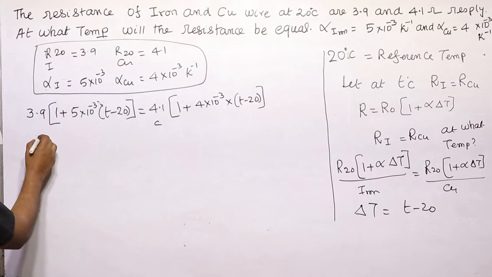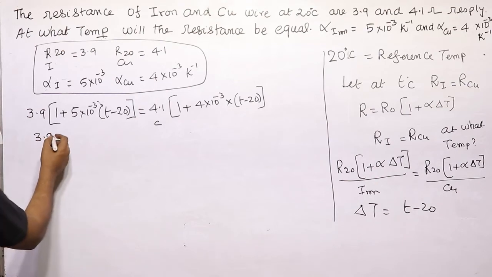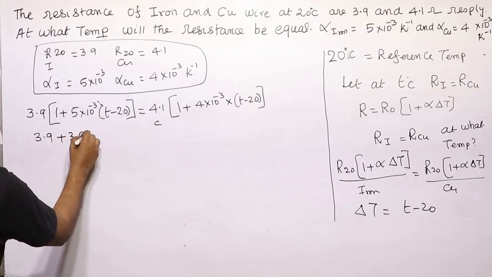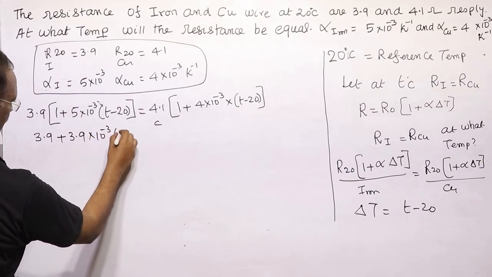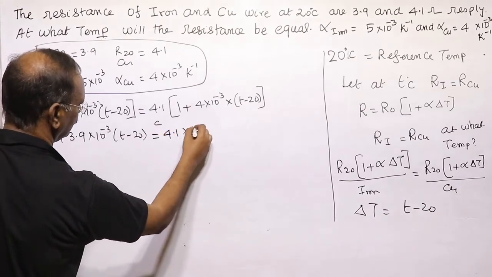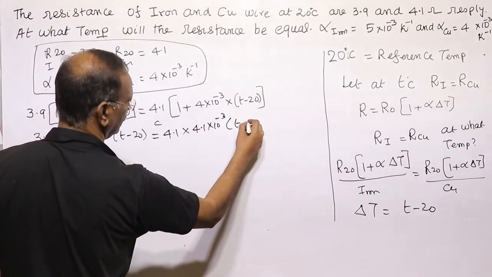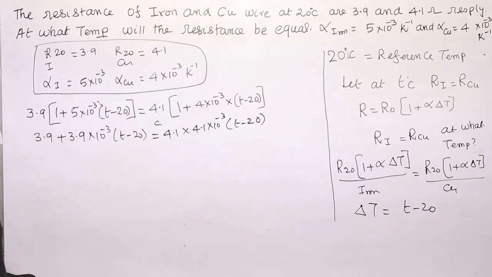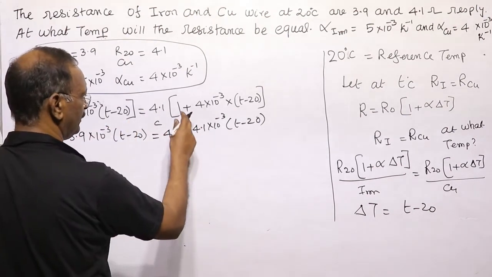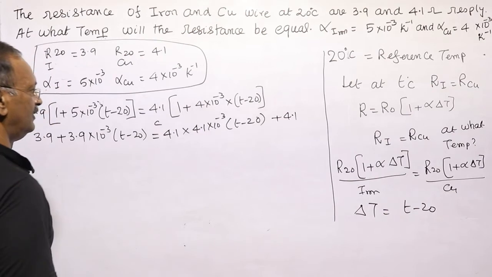This we can write 3.9 plus 3.9 into 10 to the power minus 3 into (T minus 20) is equal to 4.1 into 4.1 into 10 to the power minus 3 into (T minus 20). Now we will bring this 4.1 here, plus 4.1 and this one 4.1 (T minus 20).